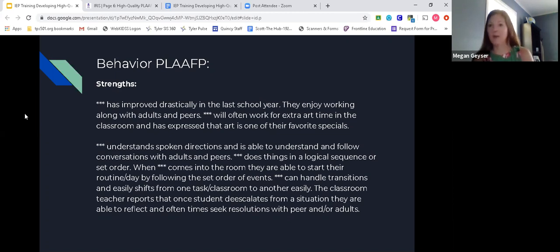They can go from task to task or classroom to classroom. The classroom teacher reports that once they are de-escalated from a situation, they're able to reflect, and they often seek resolutions with peers and/or adults. Man, that's a lot of wonderful strengths that the student exhibits. How great is that to read, and we already know, let's put this into place, let's do this. We can play on those strengths to make them have successful days.